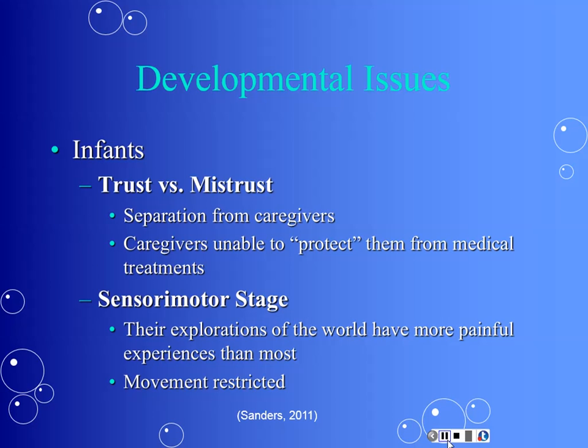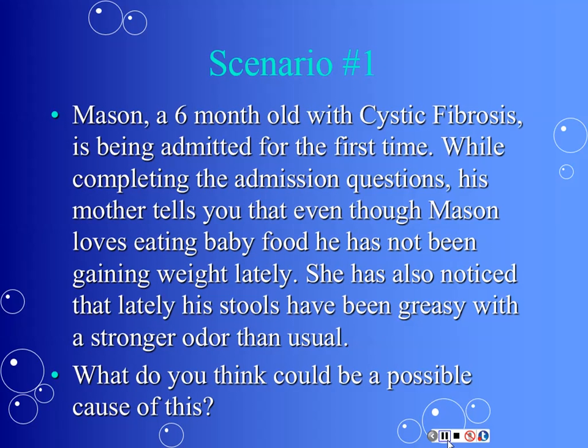That's kind of more that they experience more painful experiences than most based on their stage, and we're restricting their movement and chocking them full of IVs and things like that, and they don't like that. So we've got Mason. He's 6 months old with cystic fibrosis. He's being admitted for the first time.